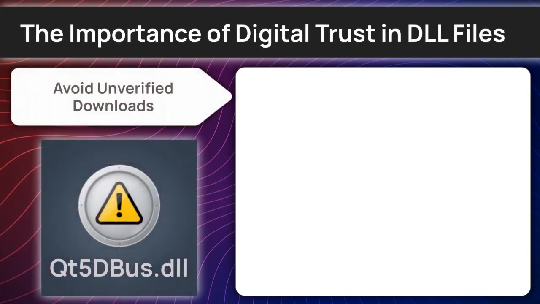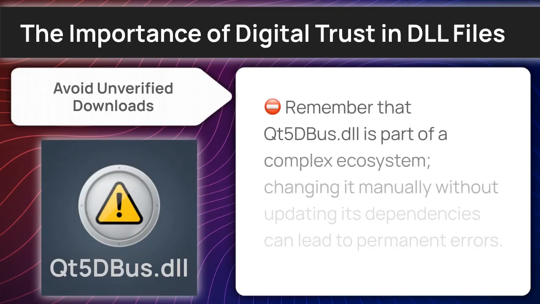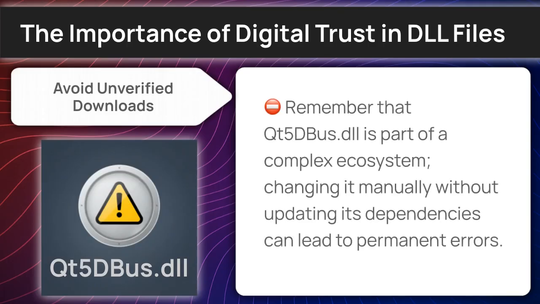To protect your system architecture, I have a few recommendations regarding file authenticity. The version of Qt5DBus.dll found on most download sites is often compiled for different hardware, which can cause your CPU to work harder or crash.